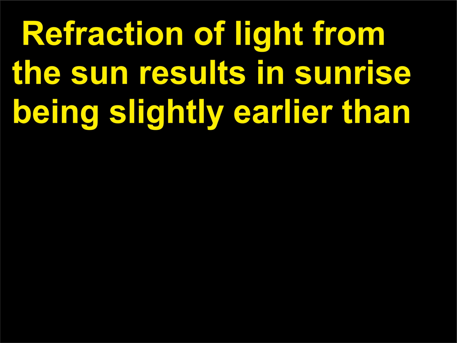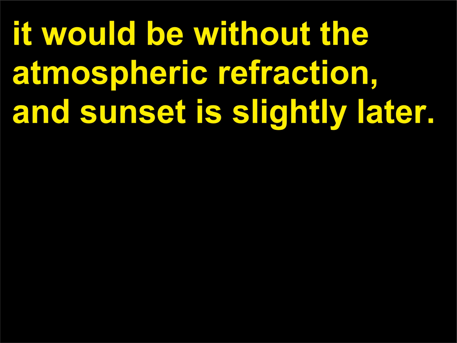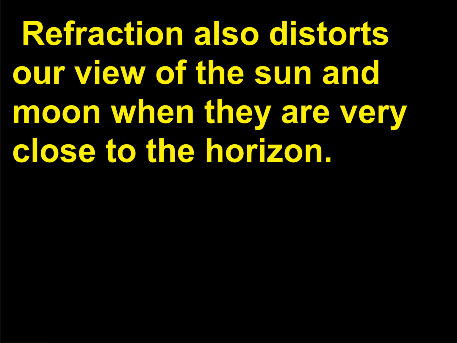Refraction of light from the sun results in sunrise being slightly earlier than it would be without the atmospheric refraction, and sunset is slightly later. Refraction also distorts our view of the sun and moon when they are very close to the horizon.